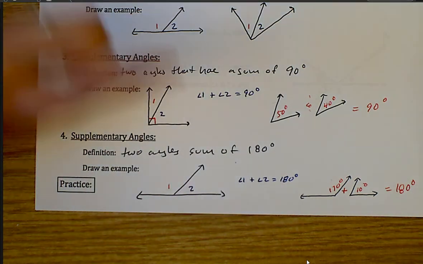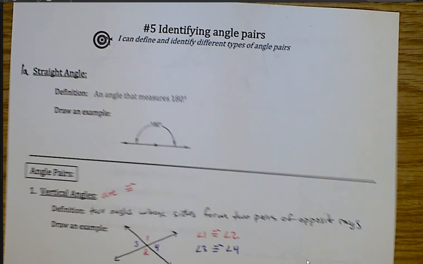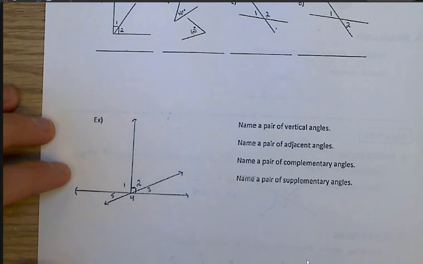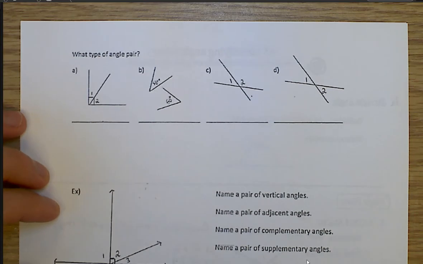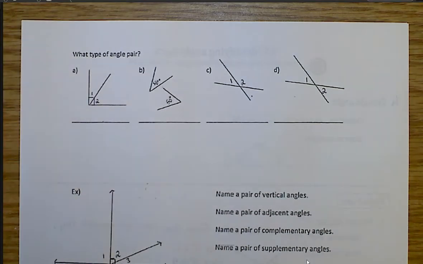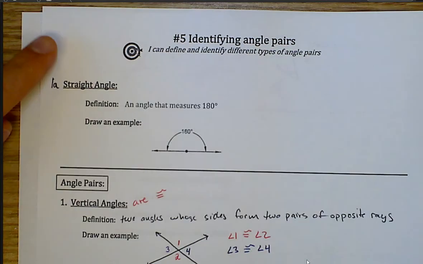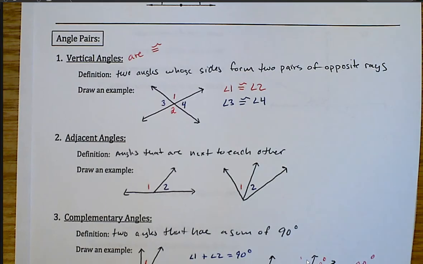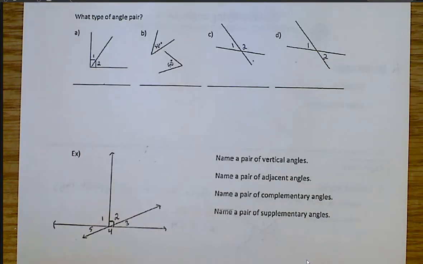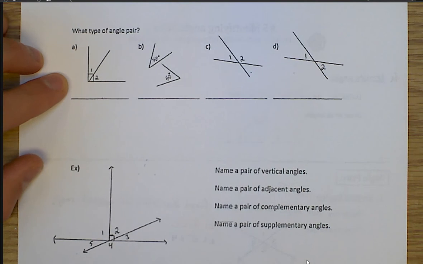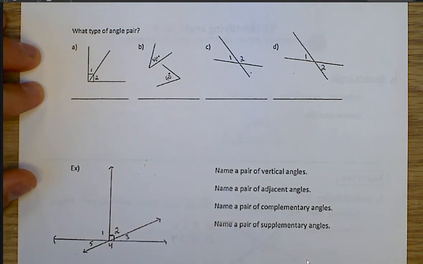All right, let's turn it over to the back. We're just going to practice a couple of problems here. So we're basically just identifying, and on some of these you could maybe have more than one answer, which is fine with me. So I want you to go ahead and hit pause. Use the definitions and the names of the angles that we went through on the first page and see if you can identify the type of angle pair you have here at the top. Just do A, B, C, and D, and then I'll come back and check on you.